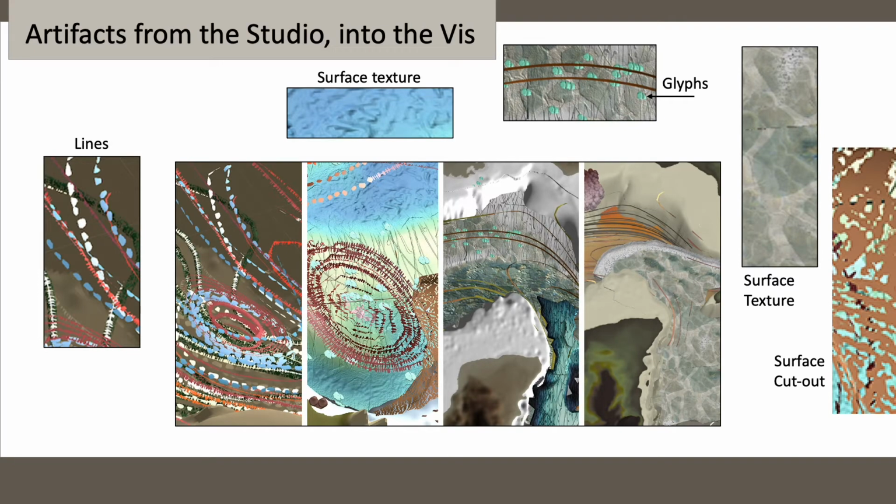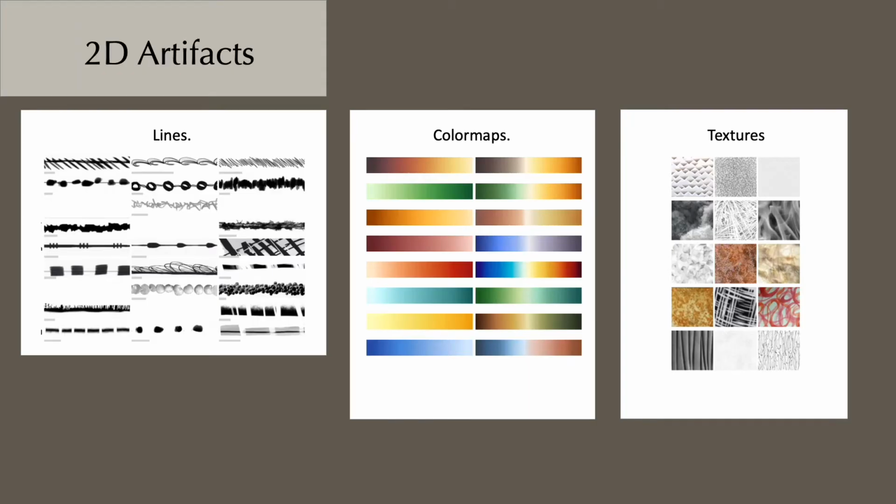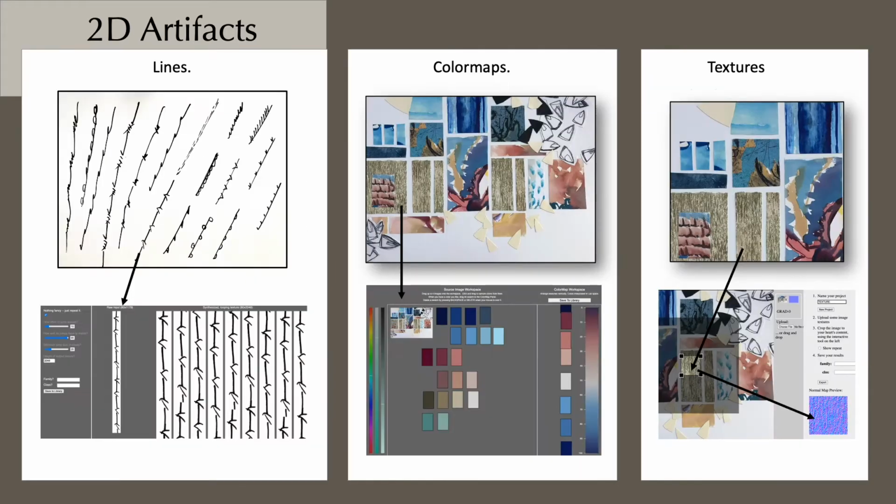Here you can see examples of lines. So you can see the range of line, we call them line quality in the art world, or line characteristics, color maps, and textures that can be found within the library. And then this slide shows what we call our applets. On the bottom are the tools that we use to import the things that come out of the artist's studio into the tool that will apply it to data.